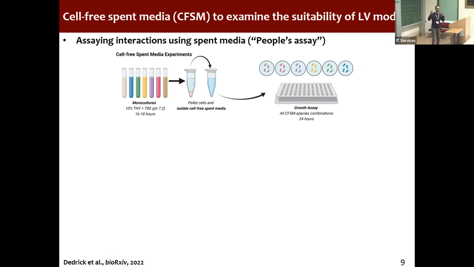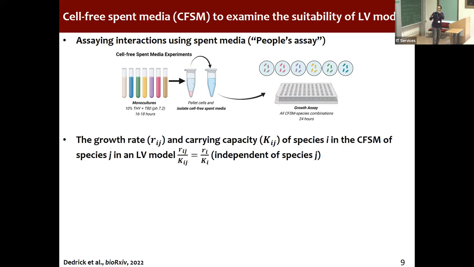We call them people's assay because it's something that everybody can do. You don't need to be from elite labs or have any particular equipment to run this. As long as you can measure population densities over time for a monoculture, you're good to go and do these experiments. But something that comes up from Lotka-Volterra models is that if you measure the growth rate and carrying capacity in the supernatant of some other species, the ratio of those two parameters will be similar to that ratio for the monoculture.